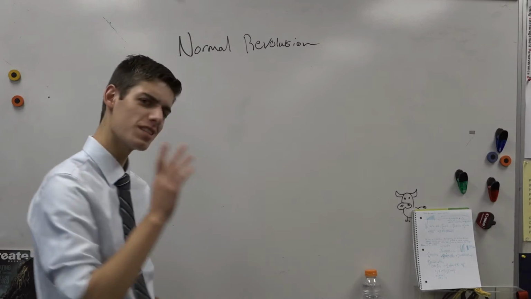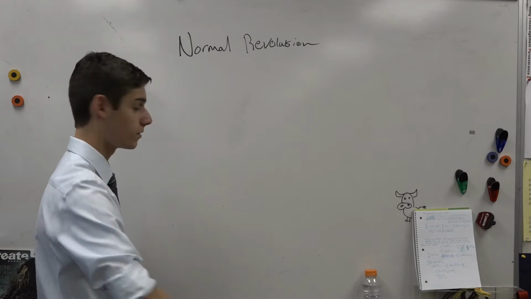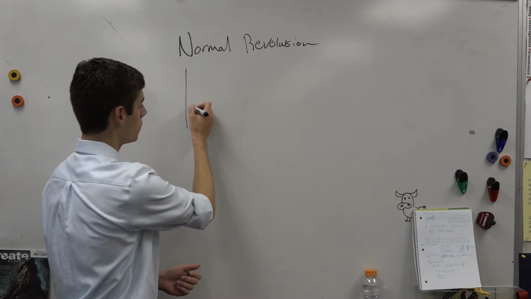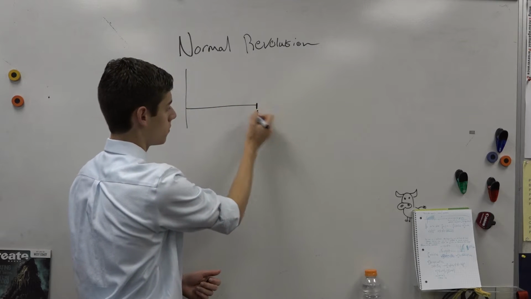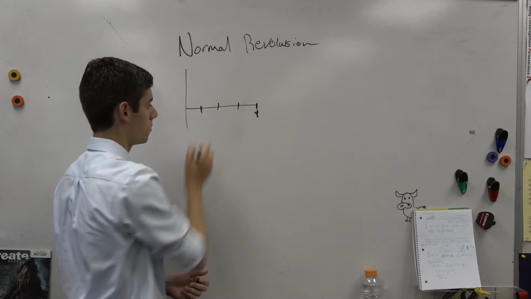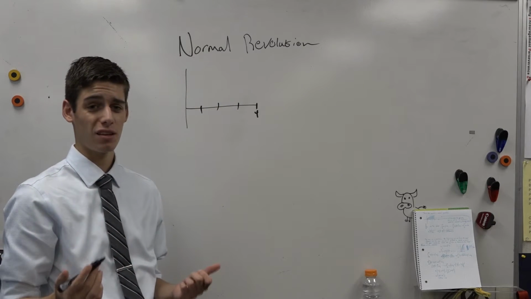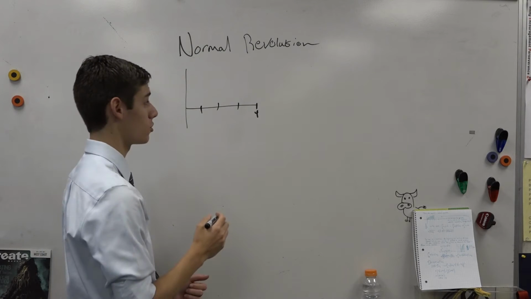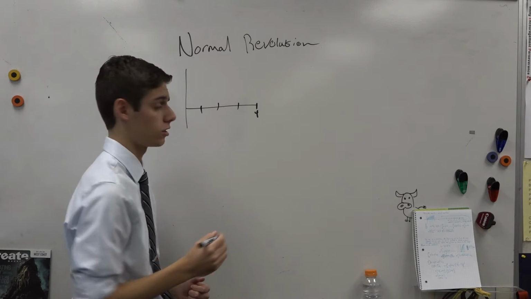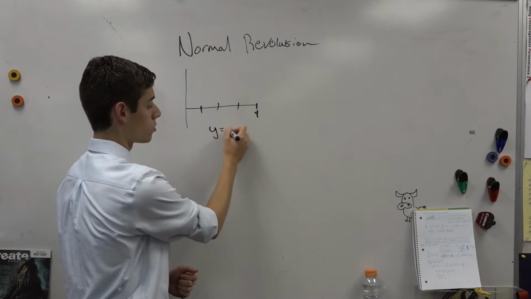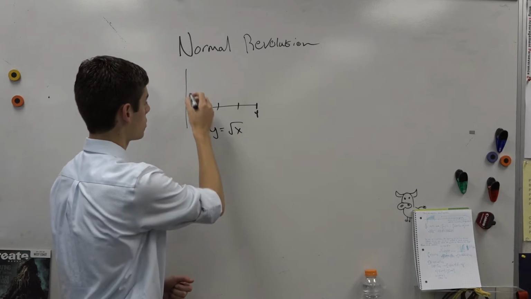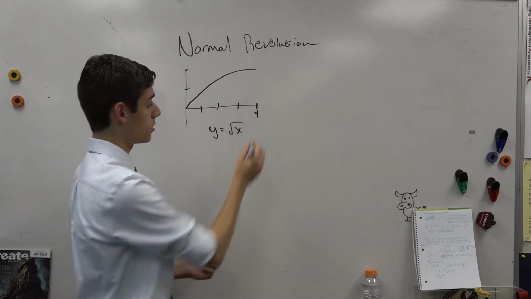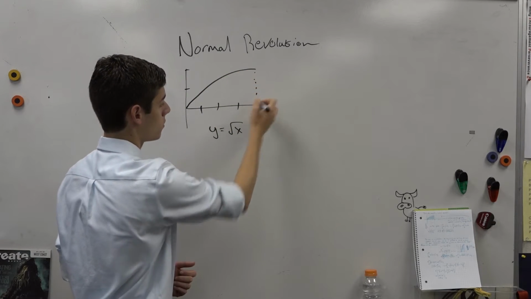So this is the case of a normal revolution. Revolutions normally last from 0 to about 4 months. While we're having this revolution, there's always going to be an increase in population, which will be represented by the equation y equals the square root of x, which will look something like this. Since it's 4 months, we're going to cut off at 4 months.